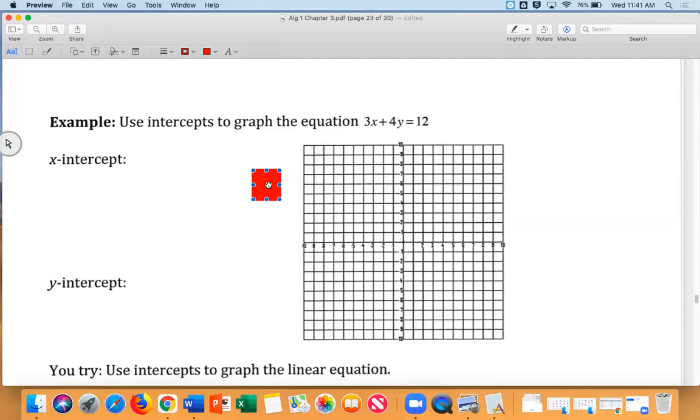Now, my red box is going to represent your finger, okay? So here's how we're going to do this. X-intercept. What letter do I cover up for the X-intercept? Y. So everybody, you're going to cover up the Y with your finger. Now, does everybody see the equation 3x equals 12?